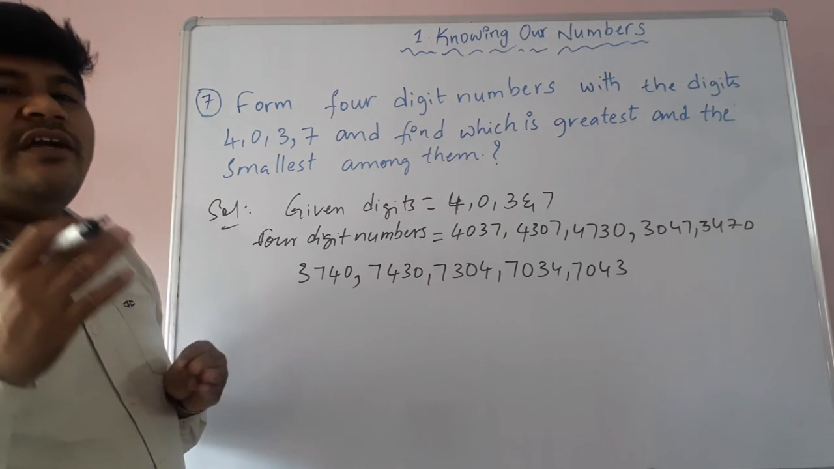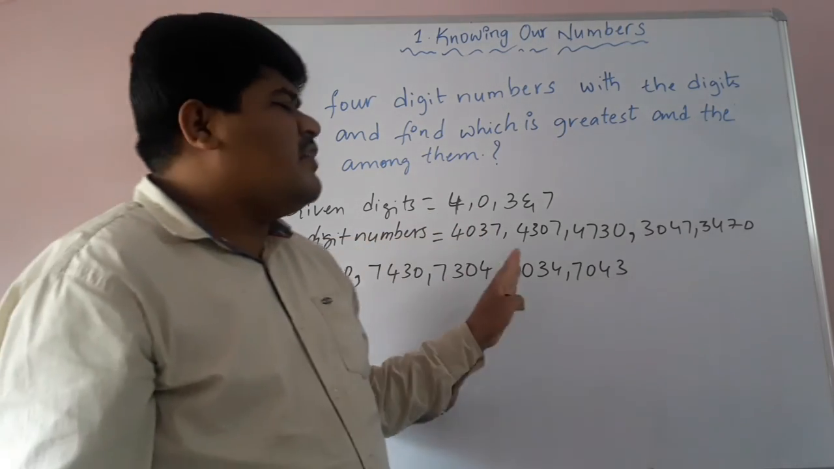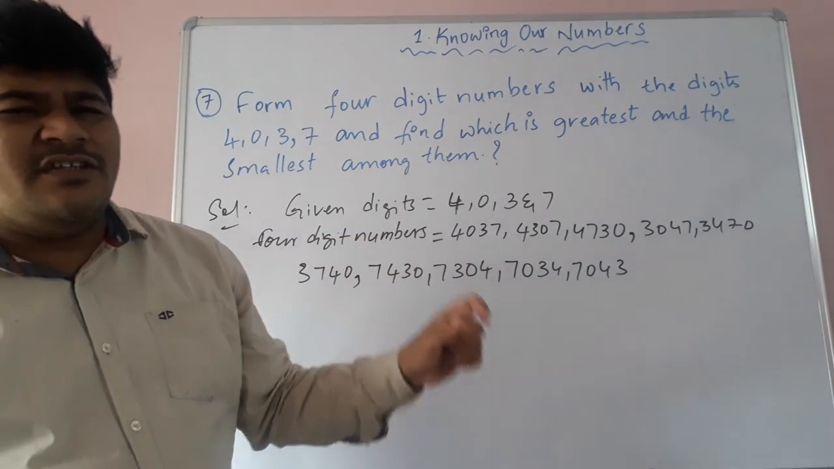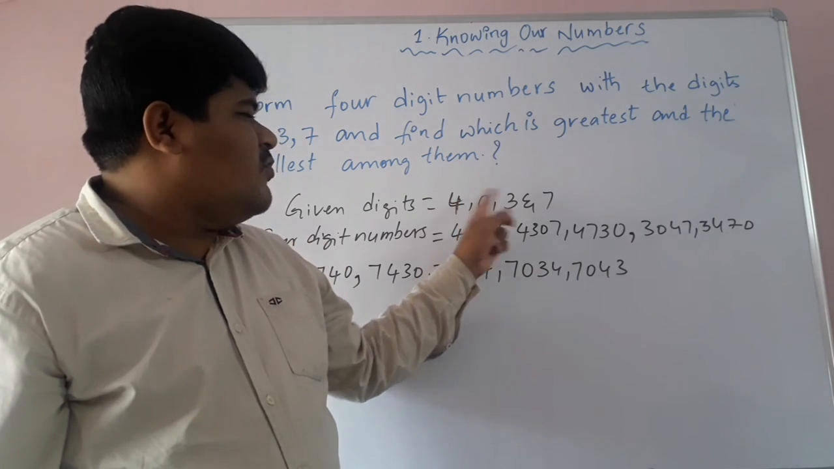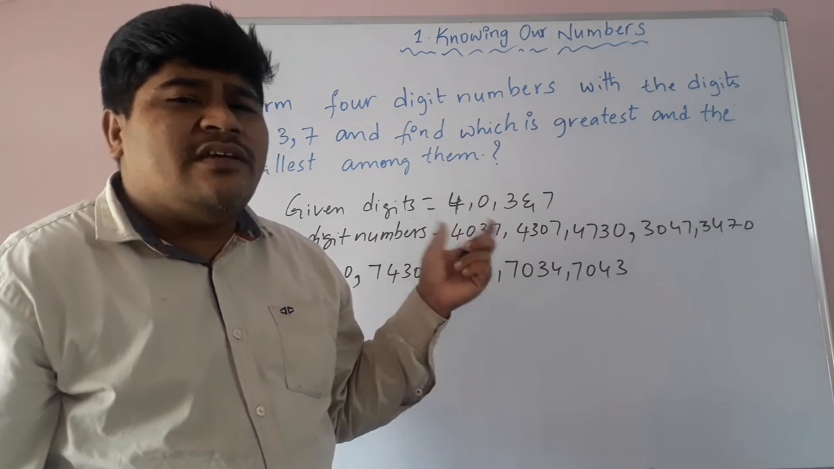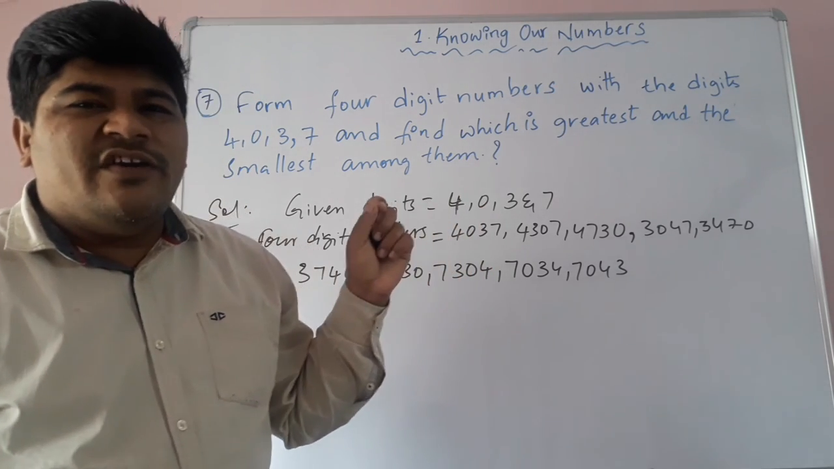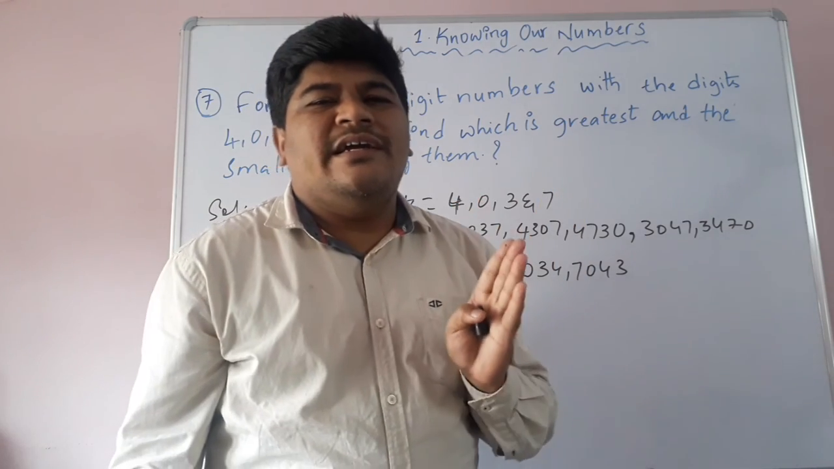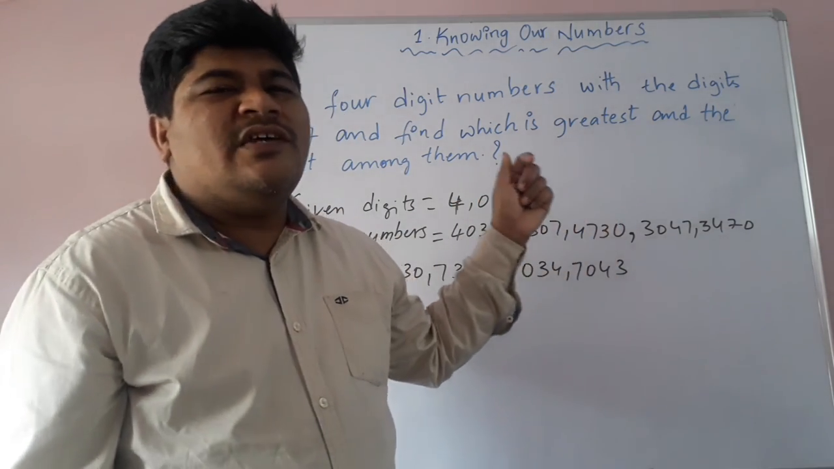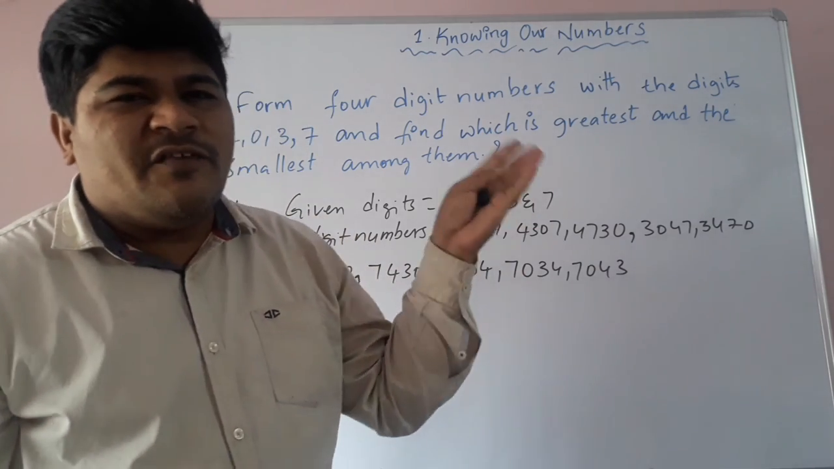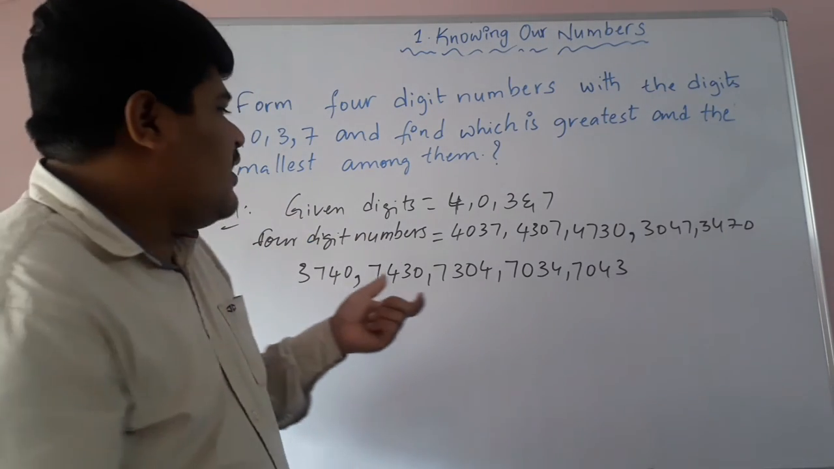So children, now we need to write the smallest and greatest number, and with the 0 we cannot form a 4-digit number as the first digit, children. If you write 0 as the first digit, suppose you write 0437, 0437 is not a 4-digit number. That is a 3-digit number only. If 0 is the first number, it is not valid. So that is the reason I am not writing any of the numbers with 0 as the first digit. If you write 0 as the first digit, then that automatically becomes a 3-digit number.